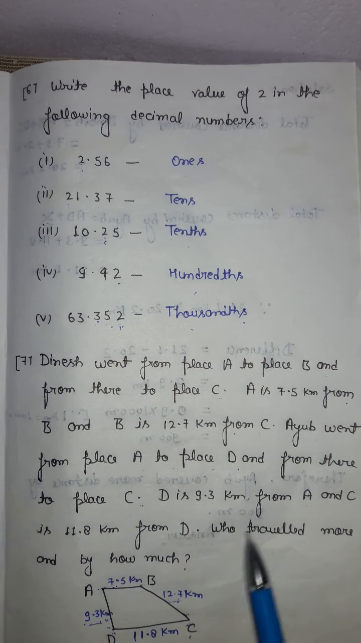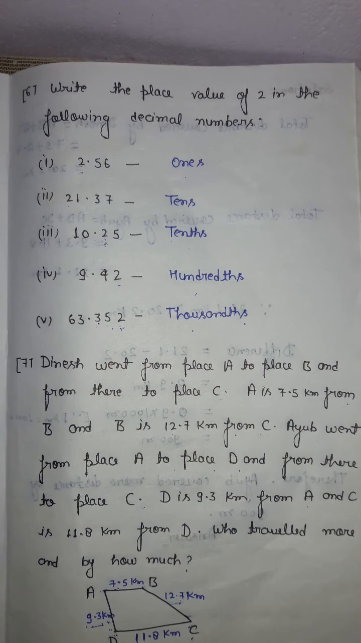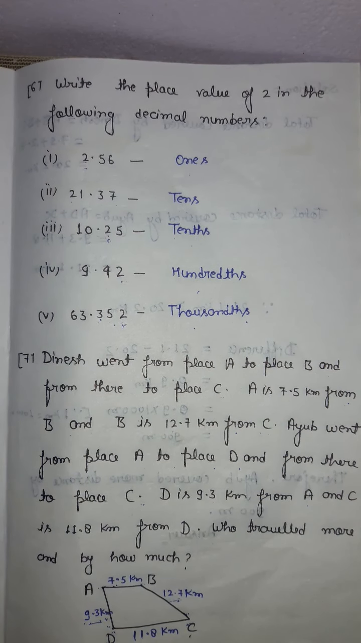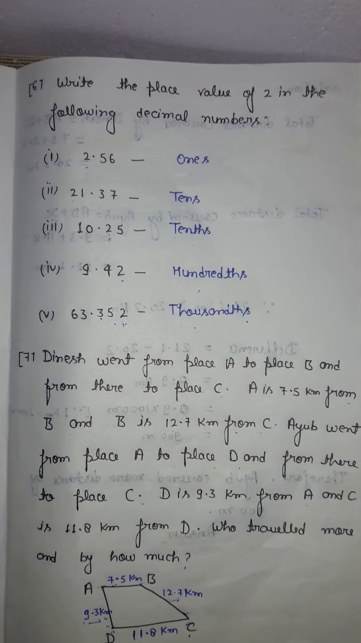Now the question is, who traveled more? We have to tell who traveled the more. We have to find the distance covered by both, meaning Dinesh and Ayub, and then we have to compare whose distance is greater. So whoever's distance is greater means that he had covered more distance. And by how much? We have to tell that distance also, meaning by how much it is more.